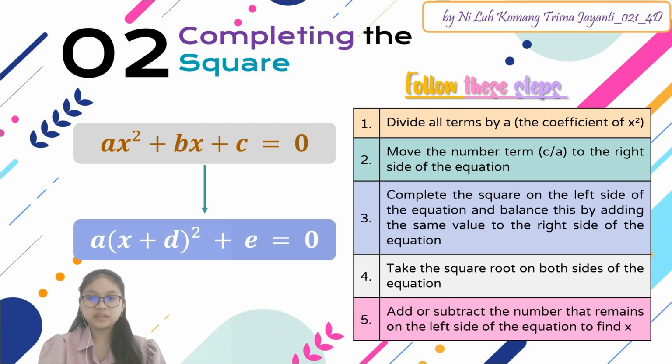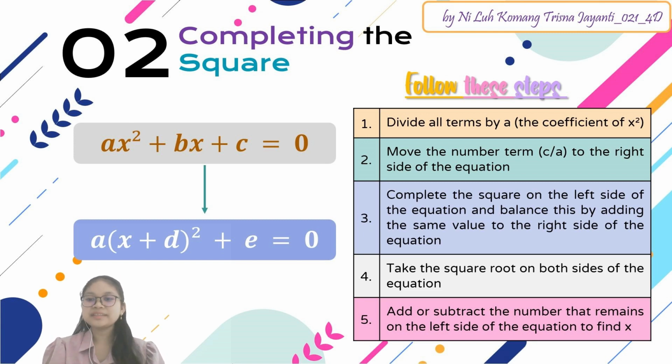Third, complete the square of the left side of the equation and balance this by adding the same value to the right side of the equation. This step involves completing the square on the expression x squared plus b over a times x. To do this, we find a constant term d such that x plus d squared equals x squared plus b over a times x plus d squared.